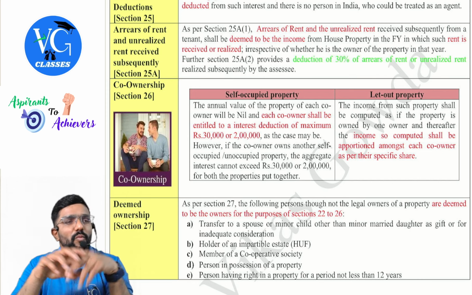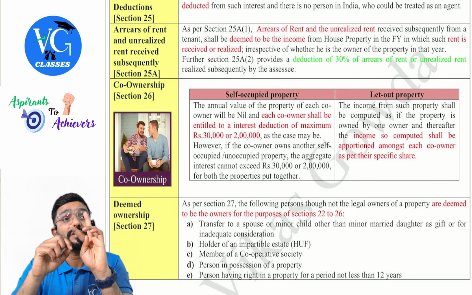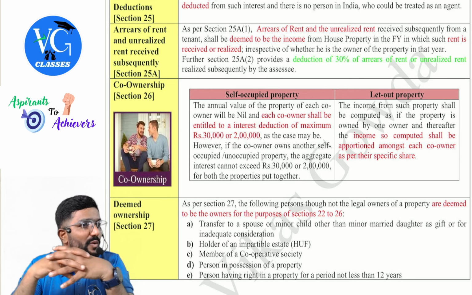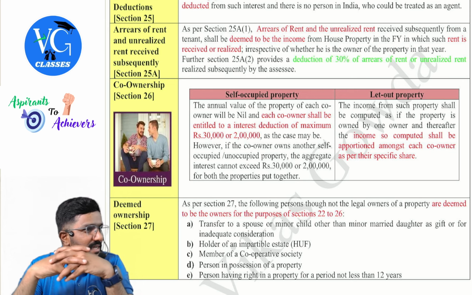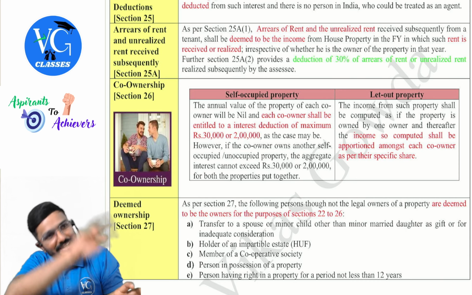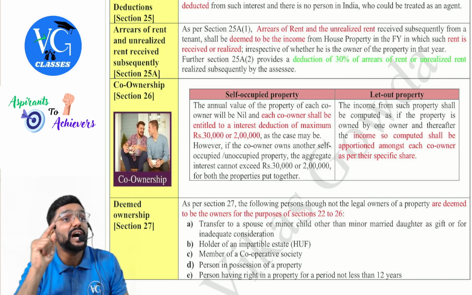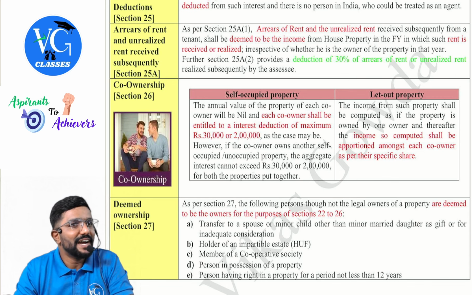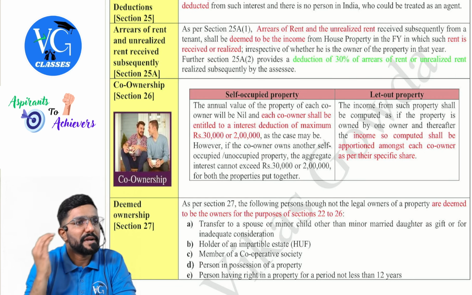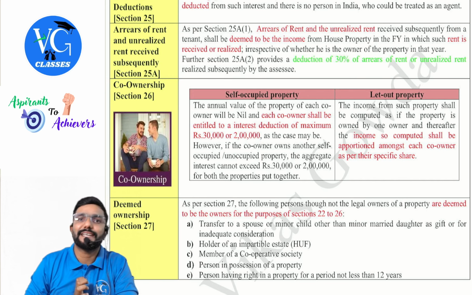Yes, sir. What about the 2,000 extra I will receive for the last 12 months? 2,000 into 12, 24,000 I will receive. Is it taxable as regular income from house property? No, no, no. It will be taxable under the head house property as arrears of rent. So 24,000 minus 30%, the remaining 70% would be taxed.